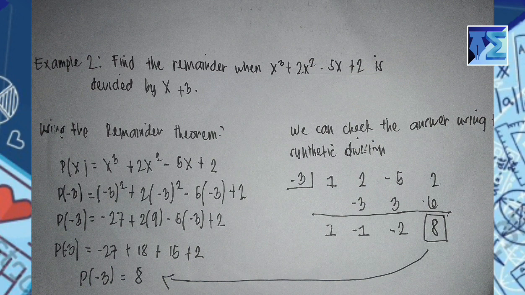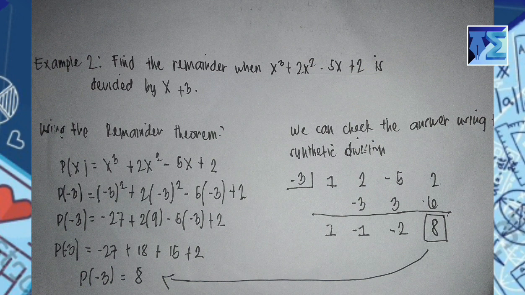Then we have p of negative 3 equal to negative 3 cubed plus 2 times negative 3 squared minus 5 times negative 3 plus 2. Then evaluating all the exponents, we have negative 27 plus 2 times 9 minus 5 times negative 3 plus 2. Then multiplying, we have negative 27 plus 18 plus 15 plus 2. Then finally, our p of negative 3 is equal to 8. This means that using the remainder theorem, our remainder is equal to 8.